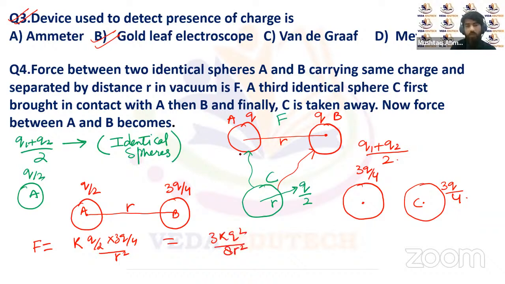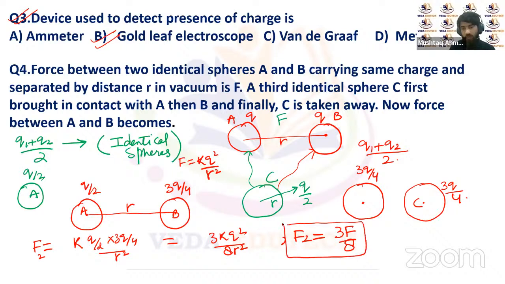Initially the force was F = kq square upon r square. We can replace kq square upon r square with F, so the final force between A and B will be 3F upon 8. Charge distribution takes place when two spheres, or two metallic bodies, are brought in contact with each other.